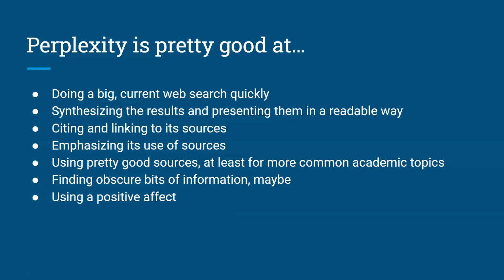So here's some things Perplexity is pretty good at. Doing a big current web search quickly, synthesizing the results and presenting them in a readable way, citing and linking to its sources, emphasizing its use of sources, using pretty good sources, at least for more common academic topics. As a librarian, I cannot disagree or have any problem with Perplexity drawing on library guides from other libraries. And again, it can be pretty good at finding some obscure bits of information.